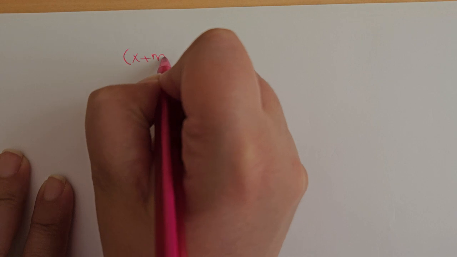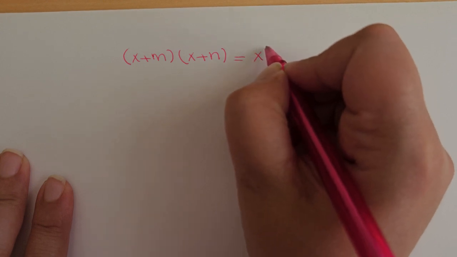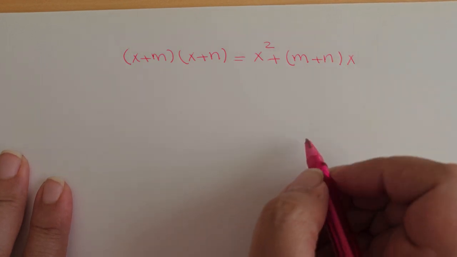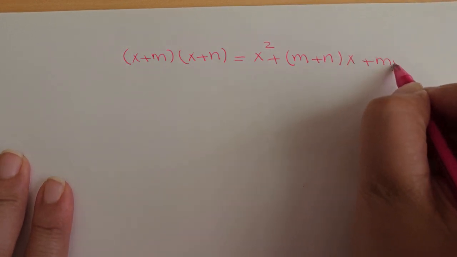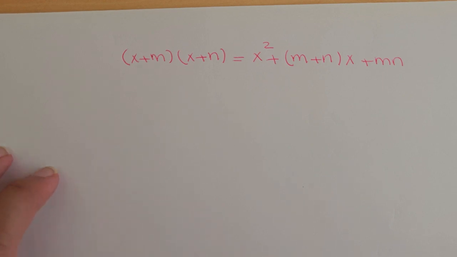Okay, now in this part of the video, we want to look at the same identity from a different angle. So let's say x plus m multiplied by x plus n, and we just saw the answer is x squared plus m plus n multiplied by x plus mn, right? Now I want you to consider the same identity, but here we will look a little bit deeper.